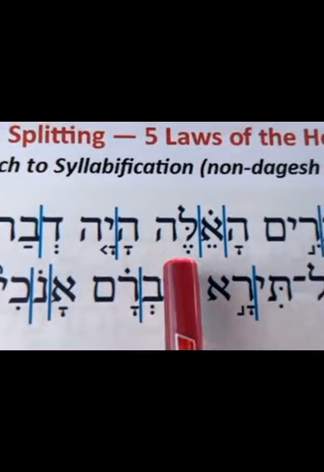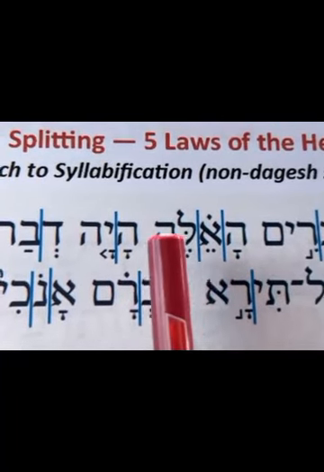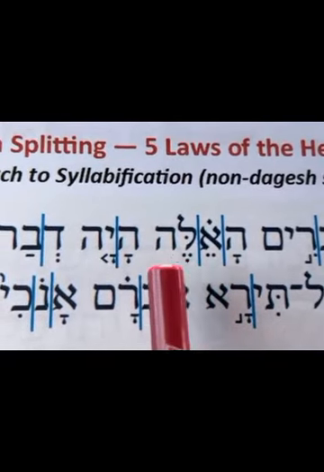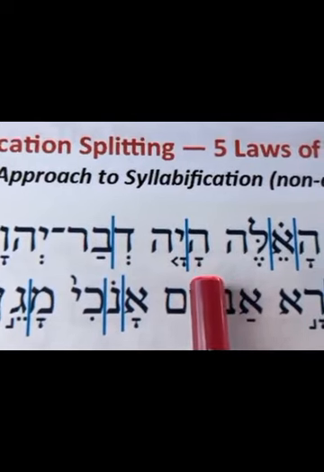Ha'ela. So la begins with a consonant, has 1 vowel, ends with a consonant, that is pronounced le, and that is a closed syllable. Okay, how about this one? What would you say?